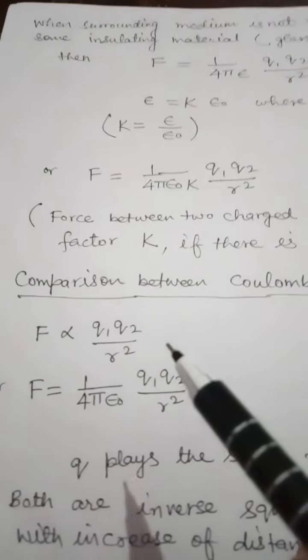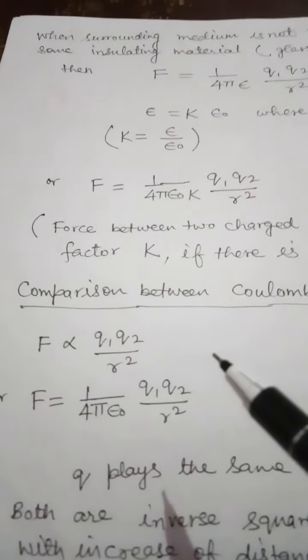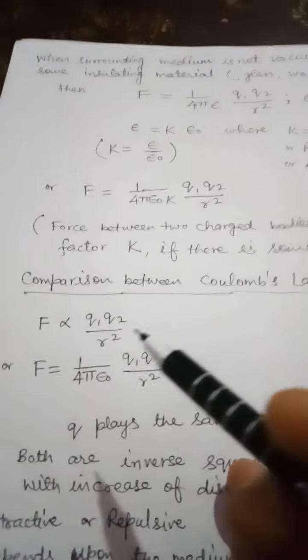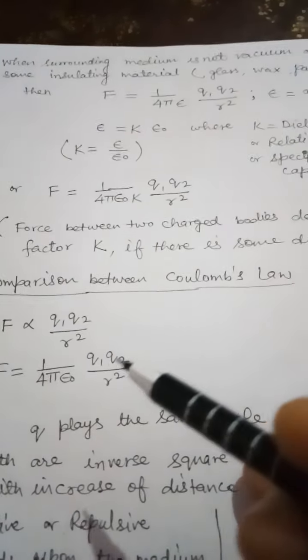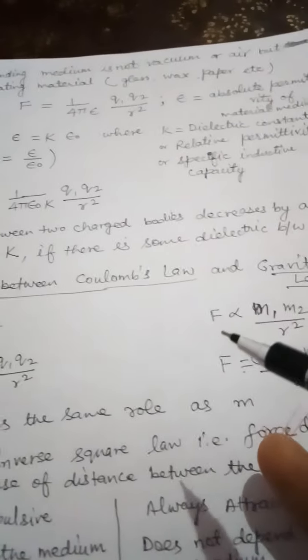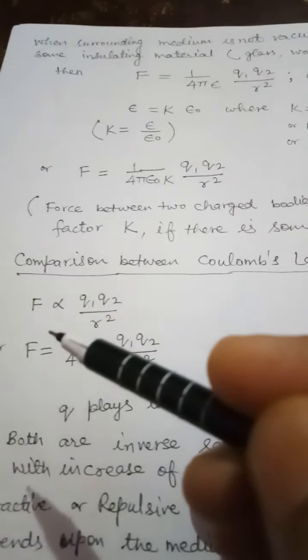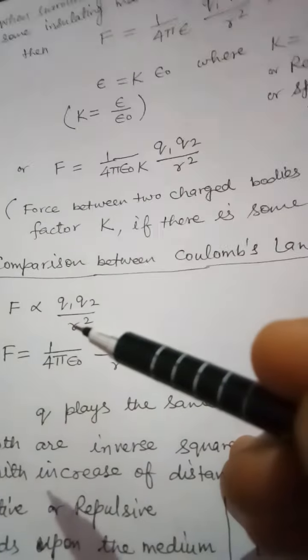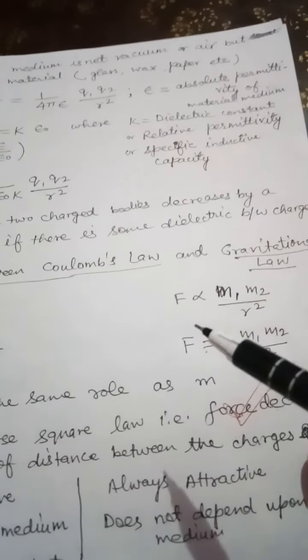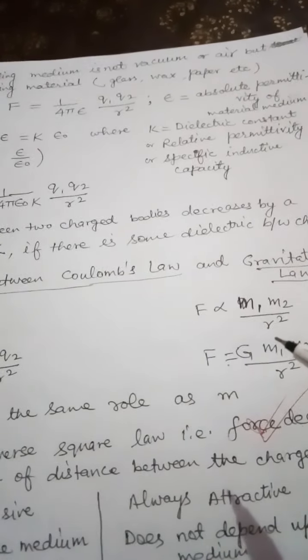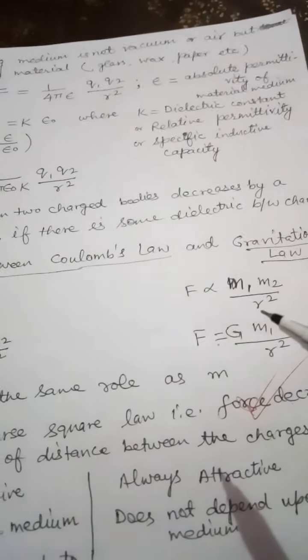It is a very important relation that we can compare Coulomb's law and Newton's law of gravitation. If you see the expression for force, both are similar. One is for charges, the other is for masses. As we see, F is proportional to the product of charges upon the square of the distance between them, and here force is proportional to the product of masses upon the square of the distance between them.